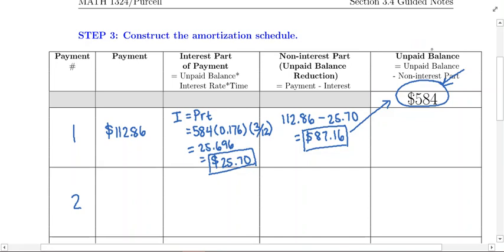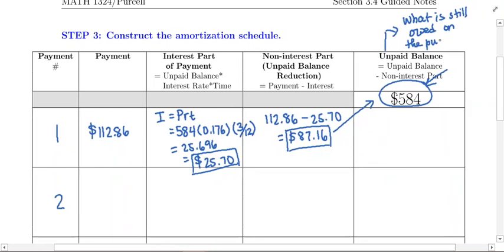So your unpaid balance, and when we're talking about the unpaid balance, this is what is still owed on the purchase price. That's what unpaid balance means. What is still owed? Well, $584 minus the non-interest part of the payment. We subtract these two things, and you can do that in your calculator. After the first payment, you still owe $496.84 against this $584 purchase price.